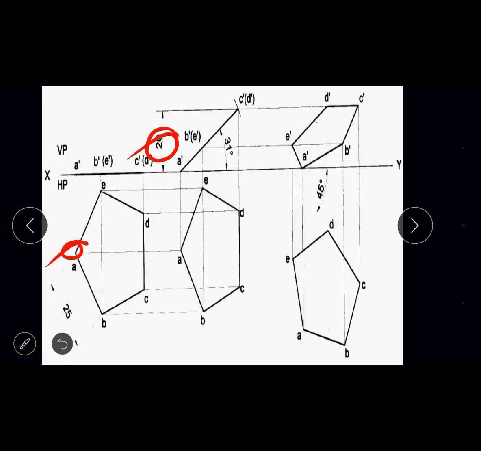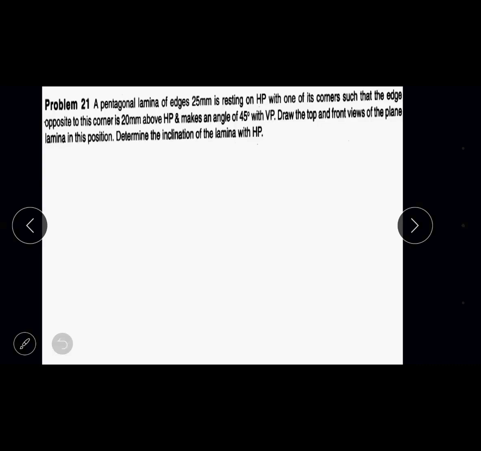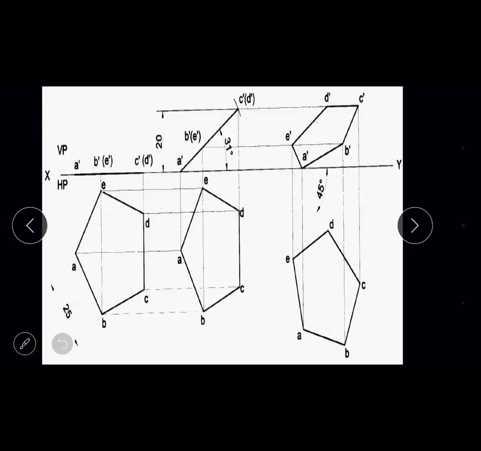Here there is no HP angle given. Instead it tells you that the edge opposite to this corner is placed 20 mm above HP, which is the edge CD. This is the edge which is placed opposite to the resting corner. So the edge CD is opposite to resting corner A. You can see this edge CD over here.